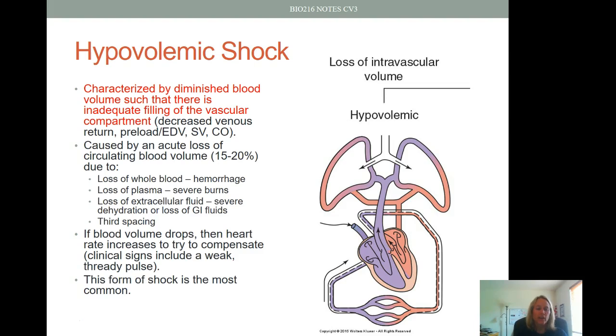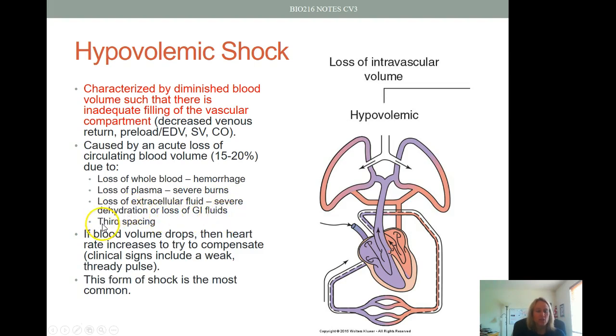This is caused by an acute loss of circulating blood volume of about 15 to 20%. This can be due to a loss of whole blood, such as with hemorrhage. This can be due to a loss of plasma, such as with severe burns. It can be due to a loss of extracellular fluid, such as could occur with very severe dehydration or loss of GI fluids.